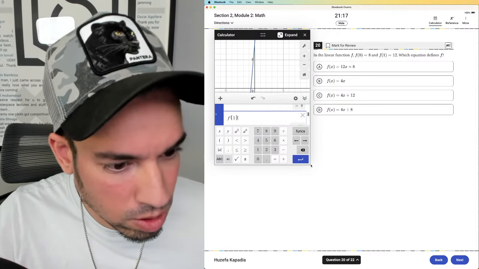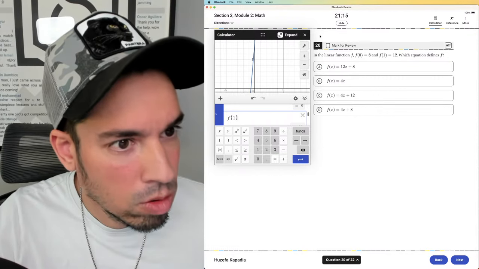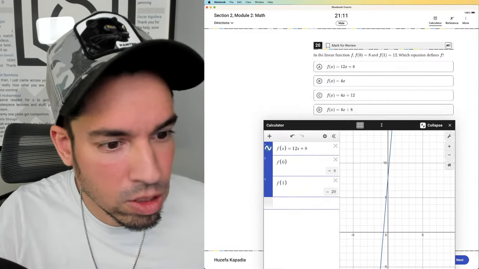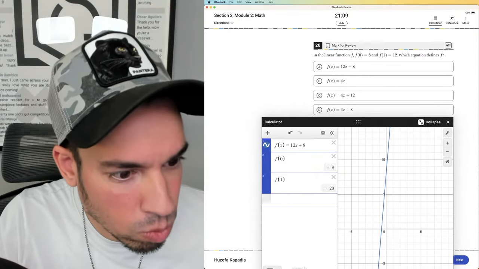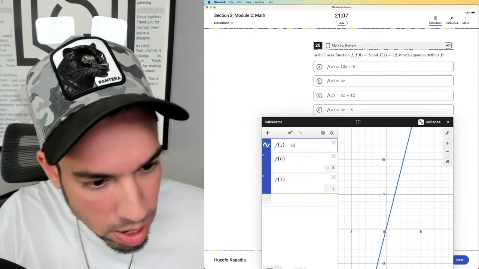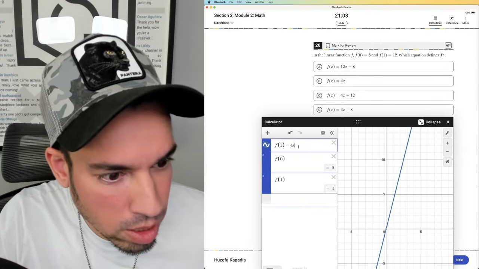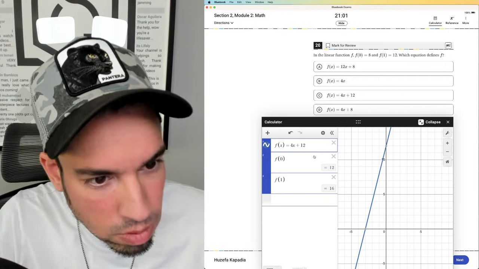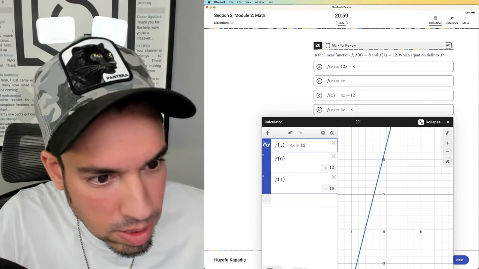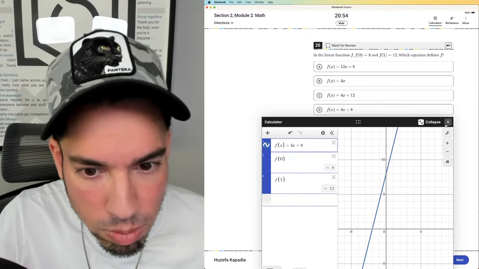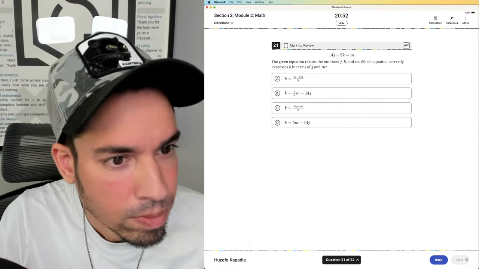Okay, let's make this a little, can we expand this? Oh, nice, look at that. This is beautiful. All right. So A didn't work. Now let's try B for X. Doesn't work. We should see 8 and 12. Now let's try C for X plus 12. Nope. And then D is 4X plus 8. And we get 8 and 12 just like we need up there. Boom, done. Okay, so that's pretty cool.